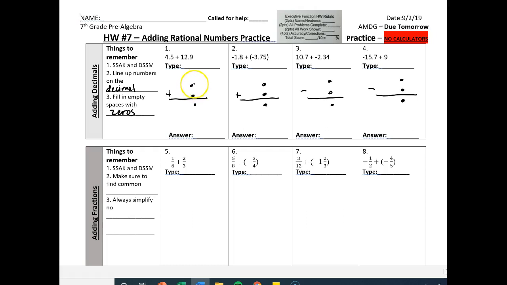You'll see here what I've done is basically just line up 3 decimals, 2 for the numbers and 1 for your answer, and then you fill in any empty spaces with zeros. So let me show you what I'm talking about.